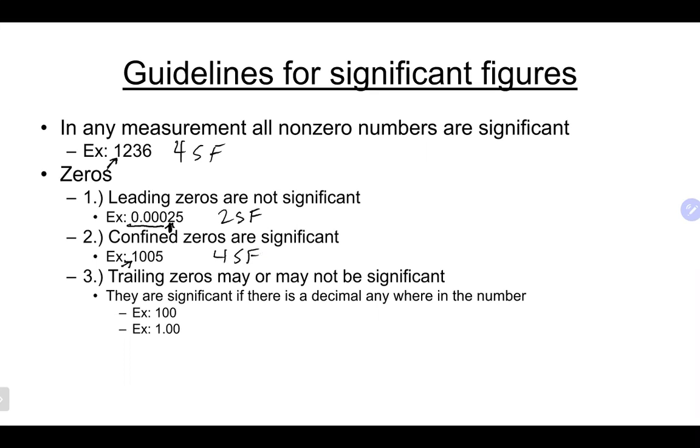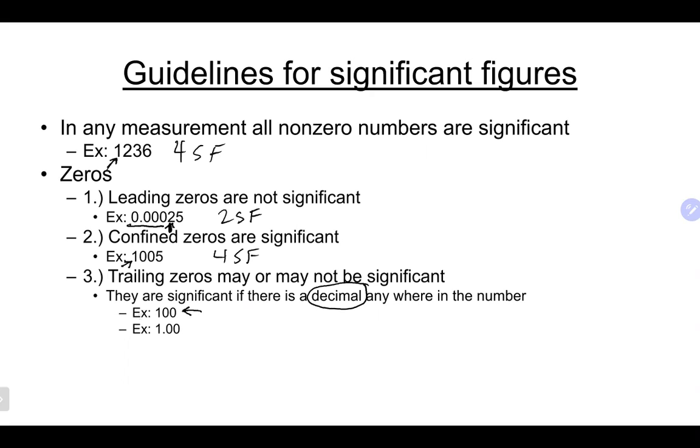Now, the very last type of zero is really the one that sometimes gives people a very hard time, and those are zeros that come at the end of a number. When you have zeros at the end of a number, they may or may not be significant. What determines whether or not they're significant is: is there a decimal anywhere in the number? If you have a decimal point in the number, it makes every single zero at the end significant. If you do not have a decimal, then they are not significant. So when we have 100 written like the first one here, how many significant figures would that have?